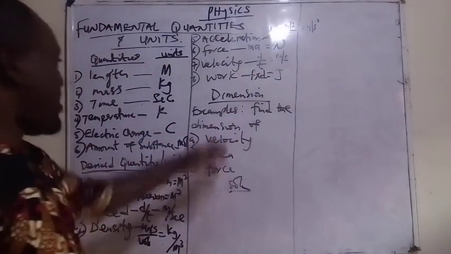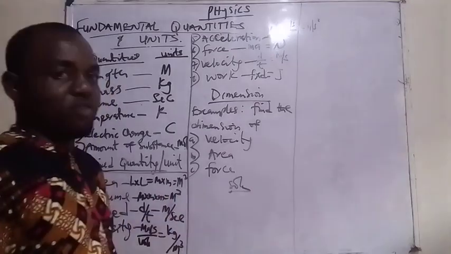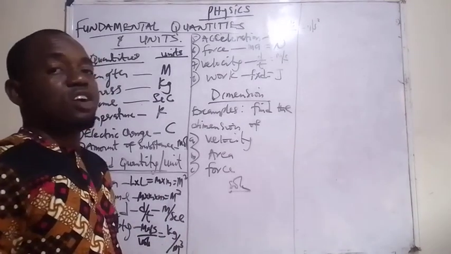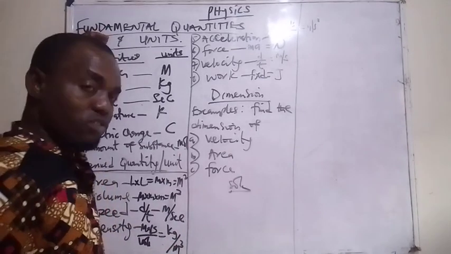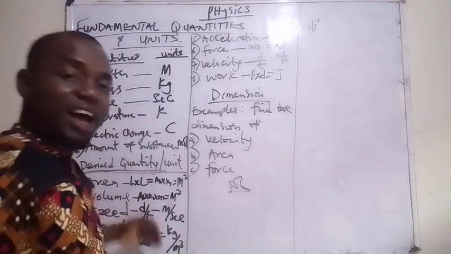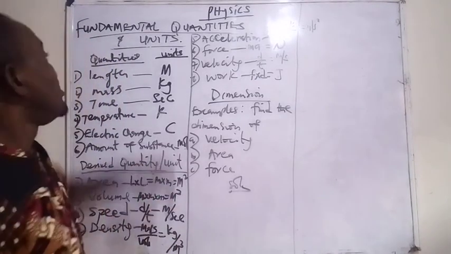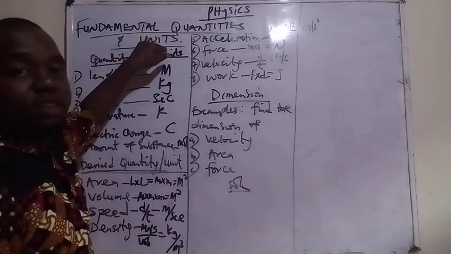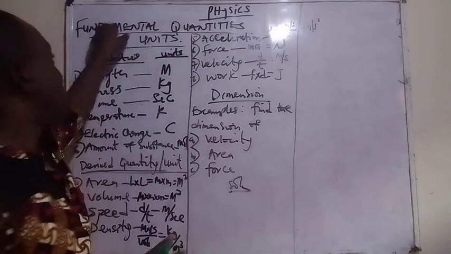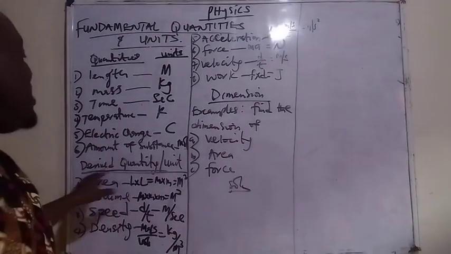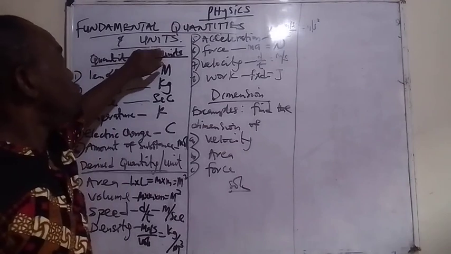Good. Now let's check dimension. What is dimension? Dimension tells you the relationship between the fundamental quantities and derived quantities using the fundamental unit. Let me go again. It tells the relationship between fundamental quantities and derived quantities using the fundamental unit.